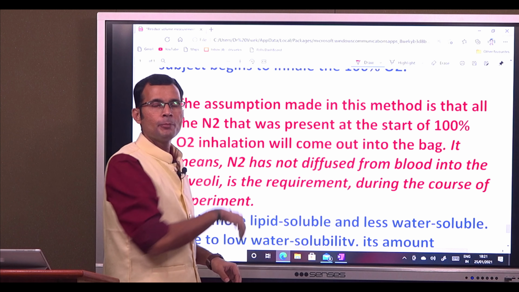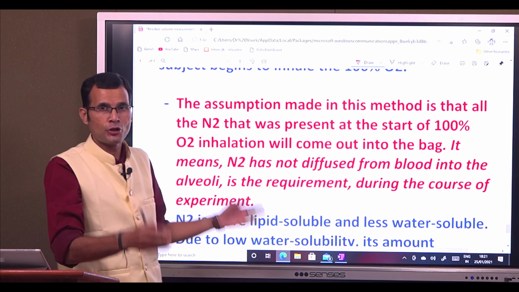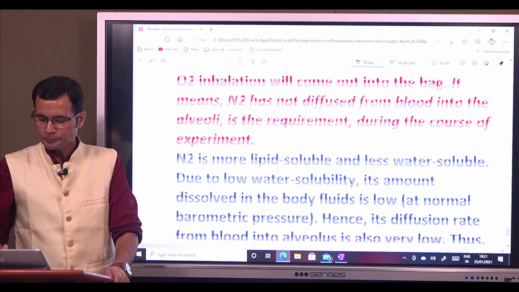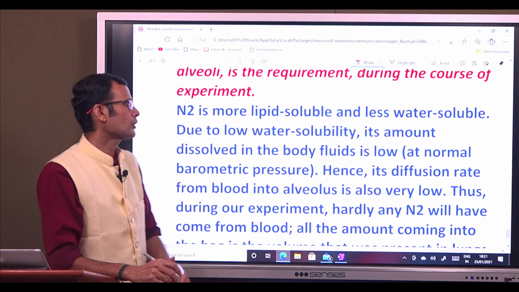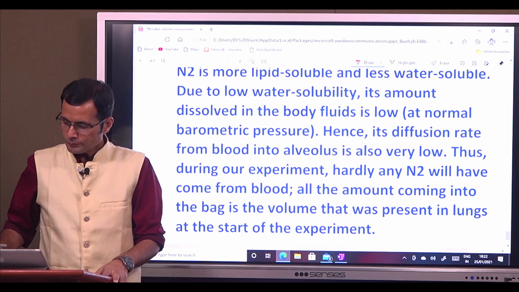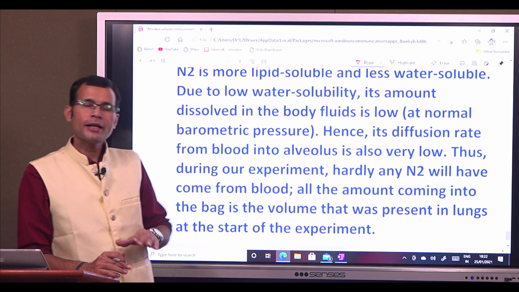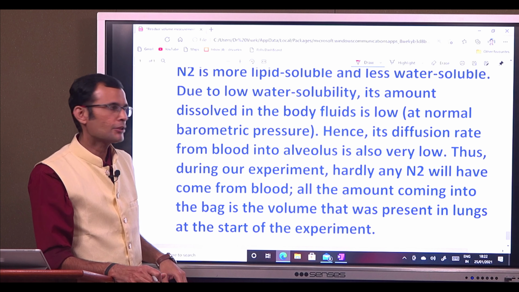It's not coming from the blood, diffusing from the blood into the lungs and coming out. No, that's not happening. That's the assumption made in this particular method. And why is this assumption made? Because nitrogen is lipid soluble but less water soluble, and due to low water solubility, the amount dissolved in the body fluids is low at normal barometric pressure, as I mentioned. Therefore, whatever comes out is entirely from the alveoli. From blood, it does not come into the alveolus that much.